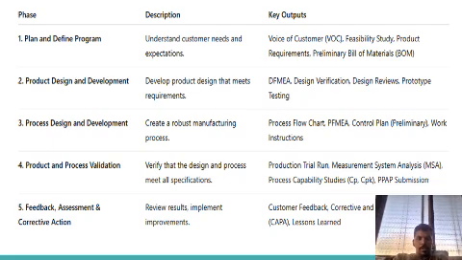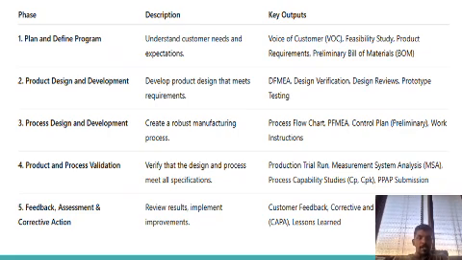Here are the phase descriptions and key outputs. What are the effects after applying APQP in product design? What effects, or what outputs, do we get?